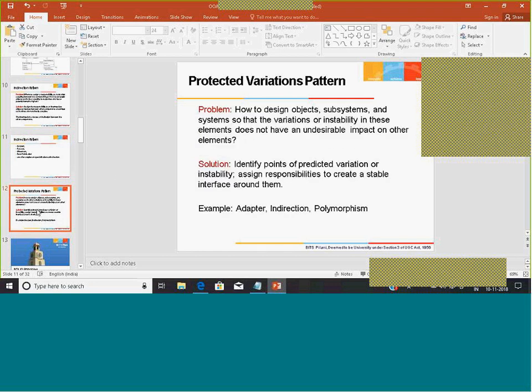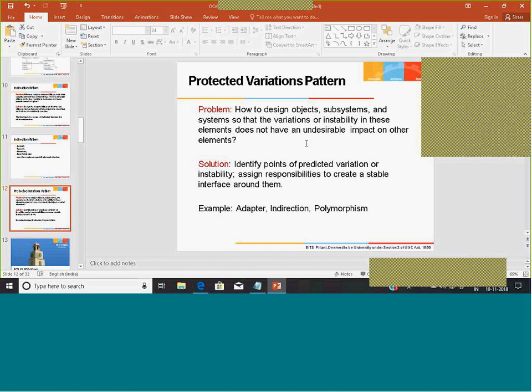A very close pattern is the protected variations pattern, and this is the last of the GRASP patterns. The problem that this pattern tries to address is how to design objects, subsystems, and systems so that variation or instability in these elements does not have an undesirable impact on other elements. How do you protect against variations having a ripple effect on the other systems? The solution is to identify points of predicted variation or instability, and assign responsibilities to create a stable interface around them.